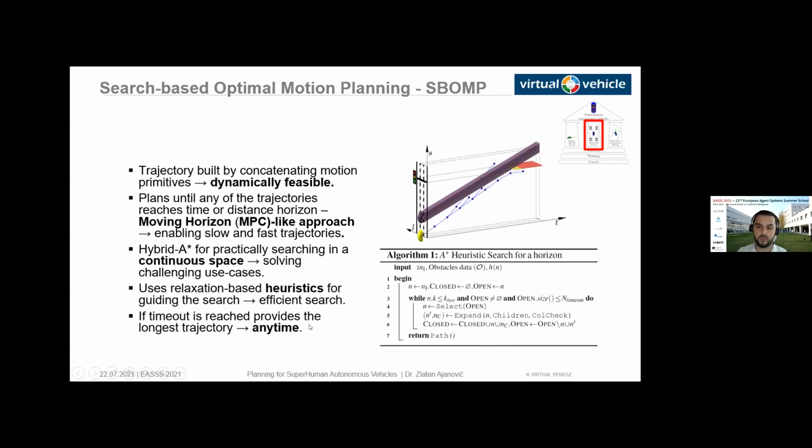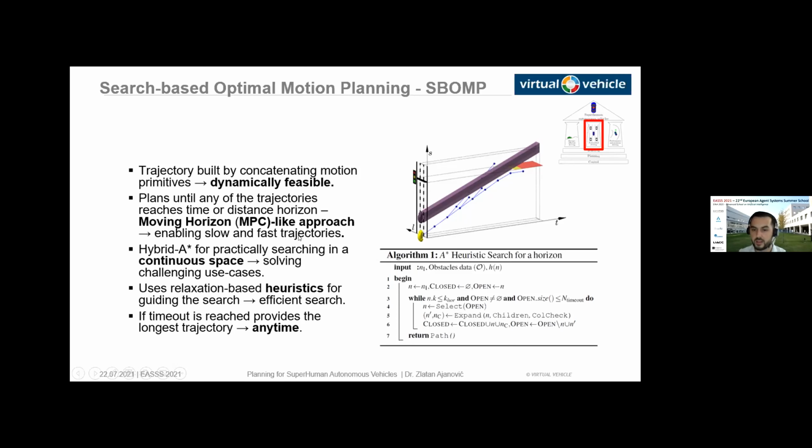So what we developed for this aspect is a search-based optimal motion planning algorithm, SBOMP. It is based on the A-star heuristic search as before. The key difference is that we use so-called motion primitives, which are atomic motion parts. These are small atomic motion parts which are collision-free, which also satisfy vehicle dynamics, and in general are feasible for the vehicle to execute.